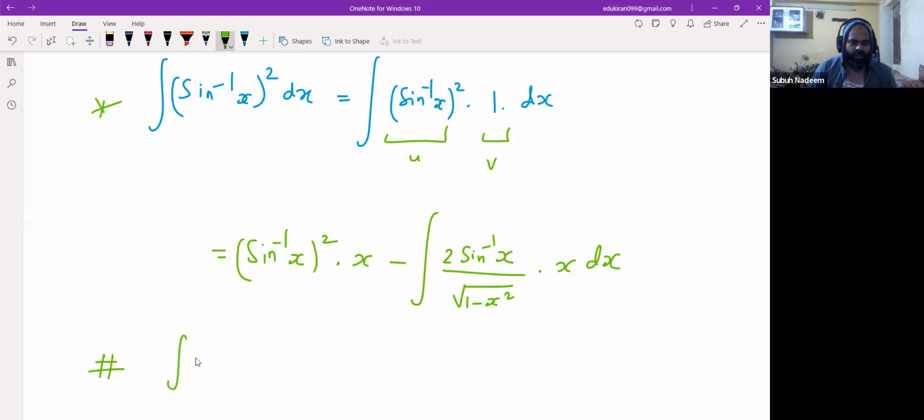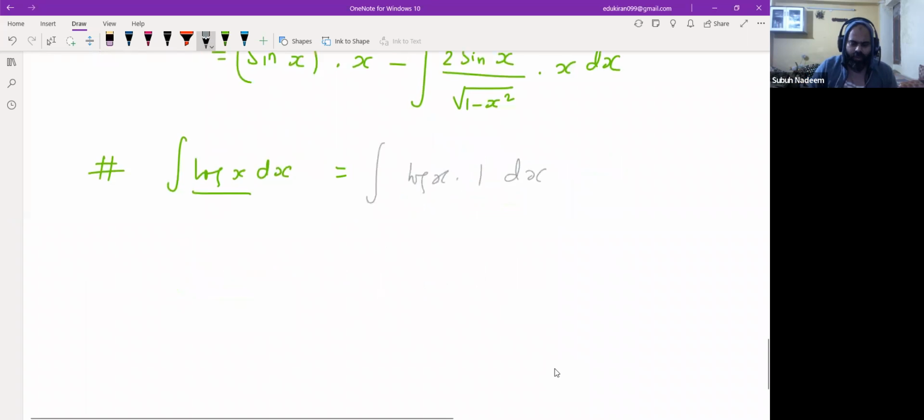Another question could be integral of log x dx. Now here again, you have only one function, log x. How can you apply by parts? There is no other way through which you can do this. So you can take log x into 1 dx. 1 can be helpful in such cases. In the above case also it is helpful.